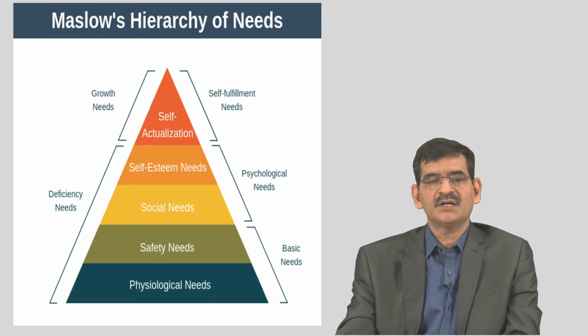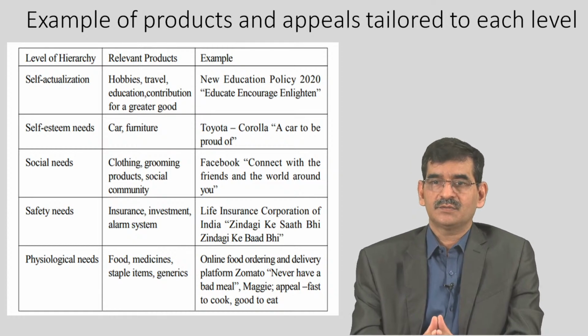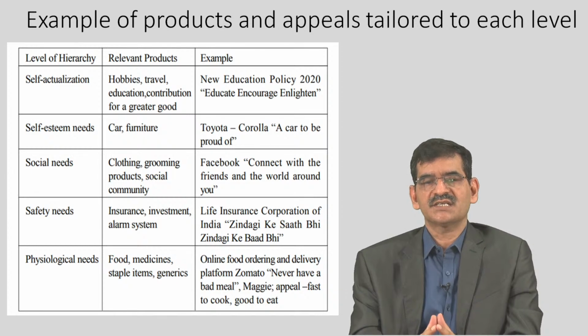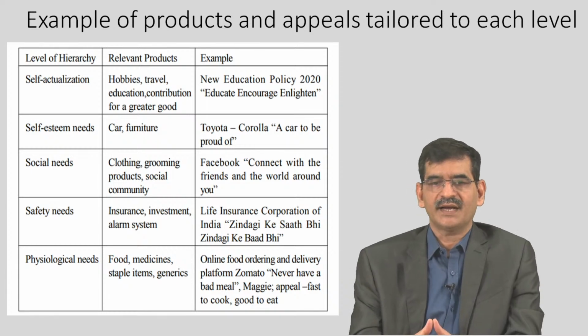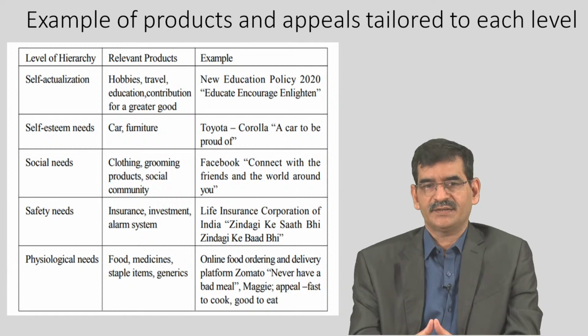Now take an example to see how Maslow's hierarchy of needs is used. We will take the products as well as the appeal for each level. It starts from the physiological needs. The relevant products are food, medicine, staple items, generics. An example of appeal: the online food ordering and delivery platform Zomato has coined the appeal "never have a bad meal." Maggi's appeal: fast to cook, good to eat.